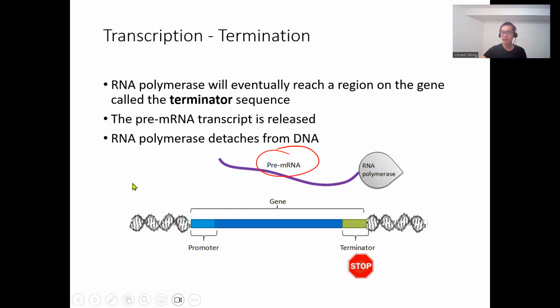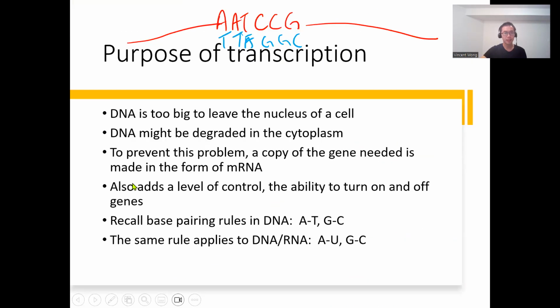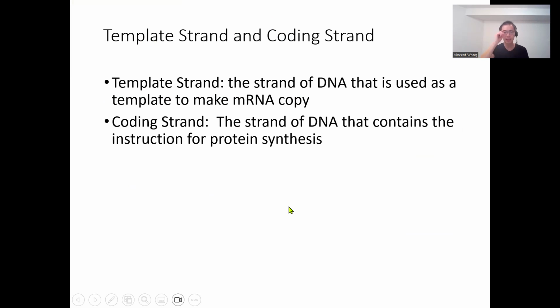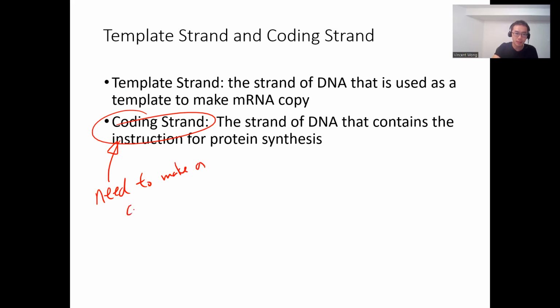So let's go back to the slides that we missed. I already explained that we have two strands of DNA. One strand will contain the coding information, and you can't tell which one is which. I have to give you that information on the test. I have to tell you, this one is the coding strand, this one is the template strand. You wouldn't be able to tell just by looking at the sequence. The coding strand is the one that contains the instruction to make the protein. This is the one that we need to make a copy of.